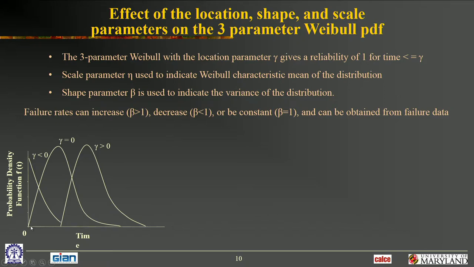Okay, so if gamma is zero, then you get a two-parameter Weibull. There's no gamma. Then the distribution starts at time t equals zero. If it's non-zero, then it starts at t equals gamma. So basically, it's causing a kind of rigid body shift of the distribution. Sometimes gamma can be less than zero. So if you look at your failure data, sometimes you may find that gamma is less than zero.